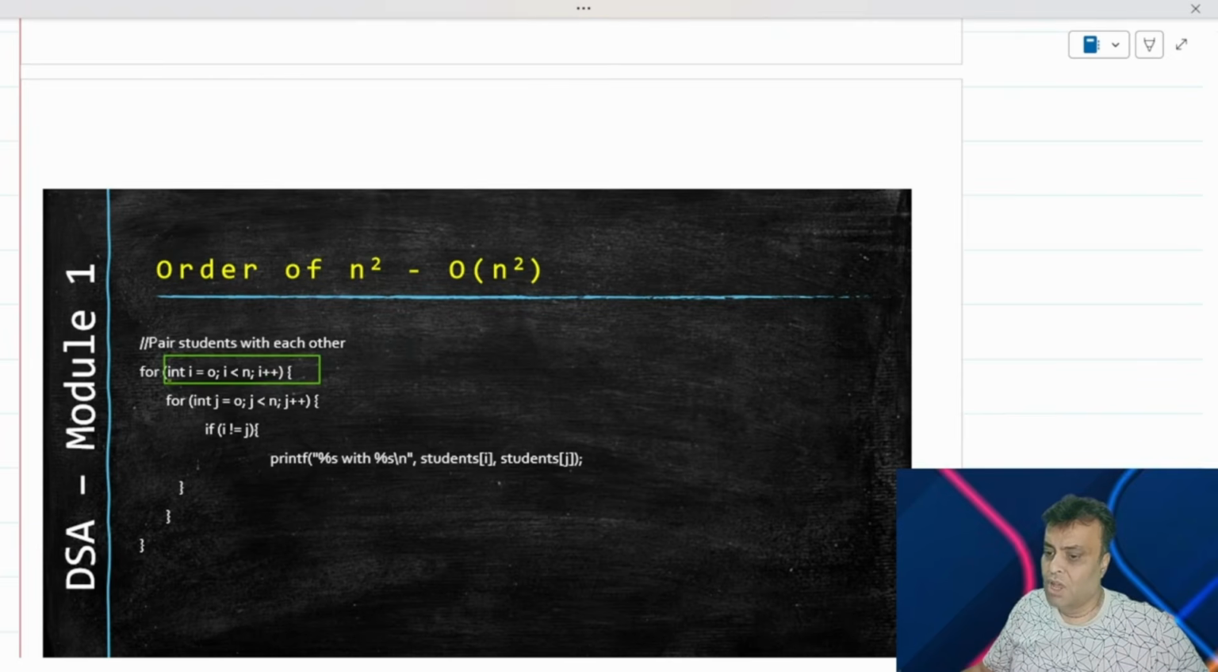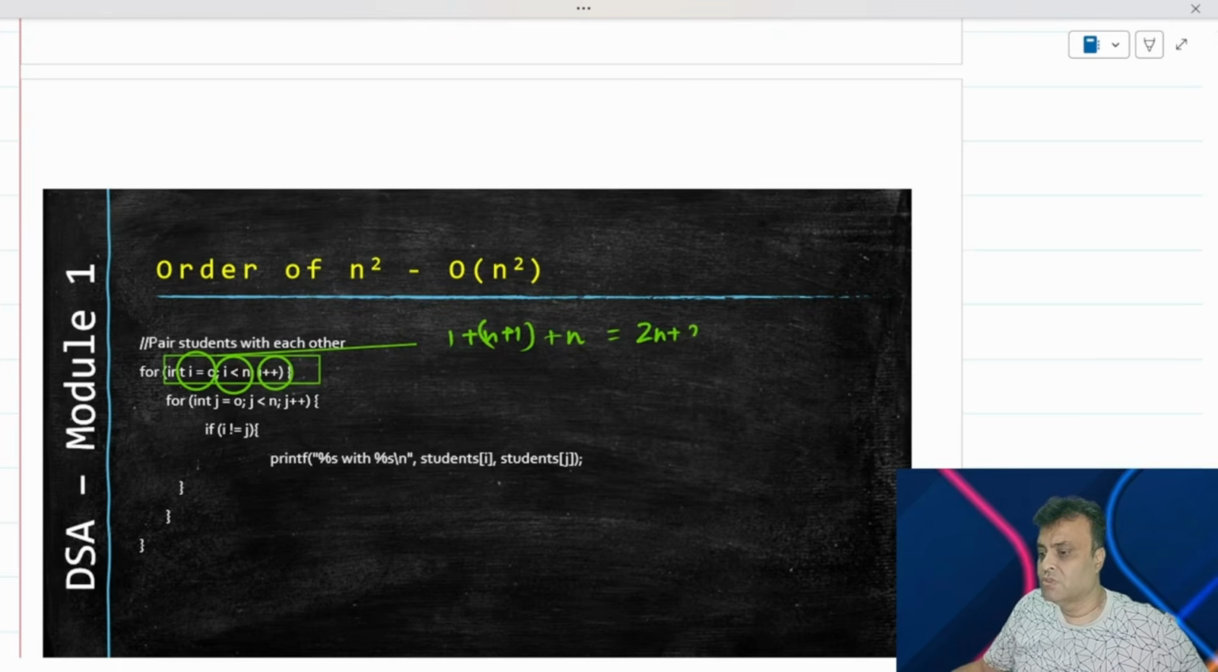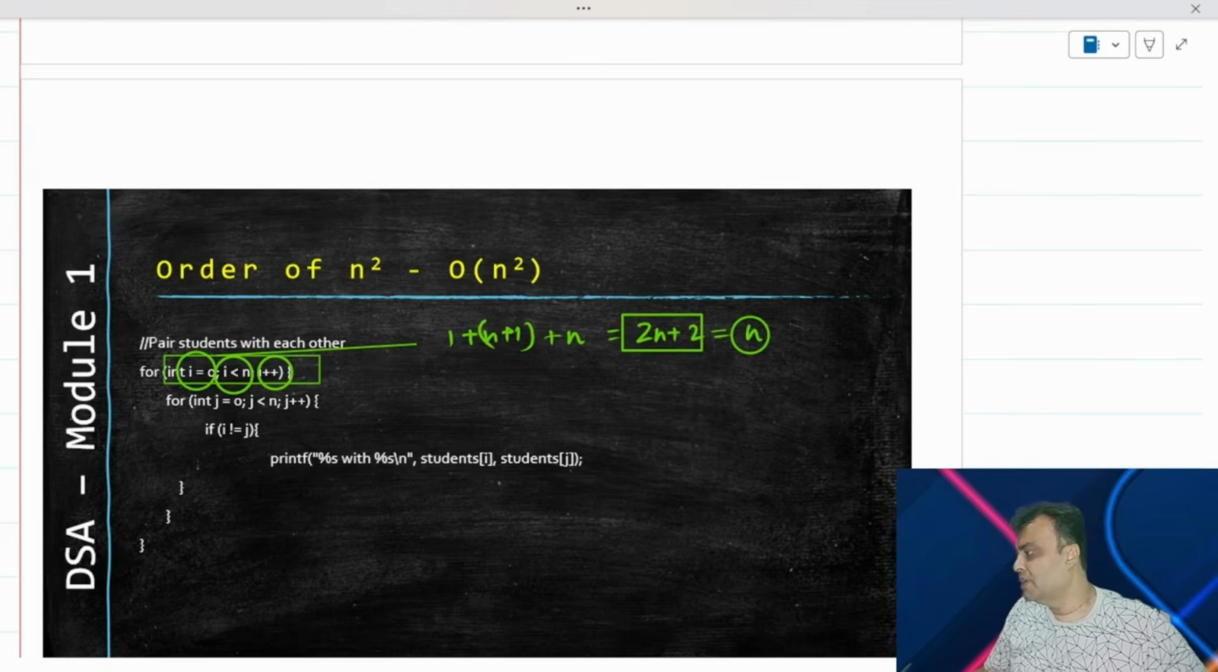We have established it before also. int i equal to 0, this takes how much time? This takes 1 unit of time. i less than n takes how much time? It takes n plus 1 units of time. And i plus plus takes how much? It takes n units of time. So total time taken is 2n plus 2. Now can I say that 2n plus 2 is the same as n units of time?